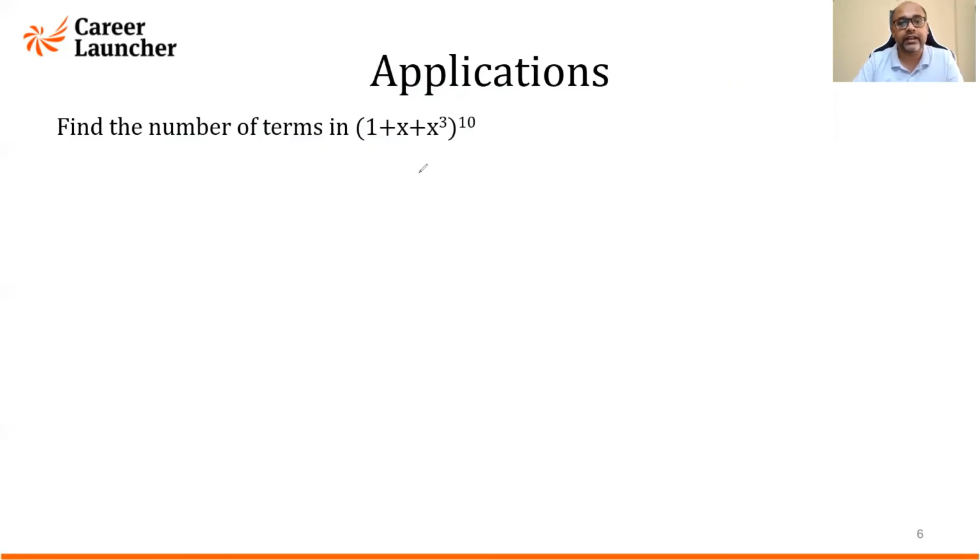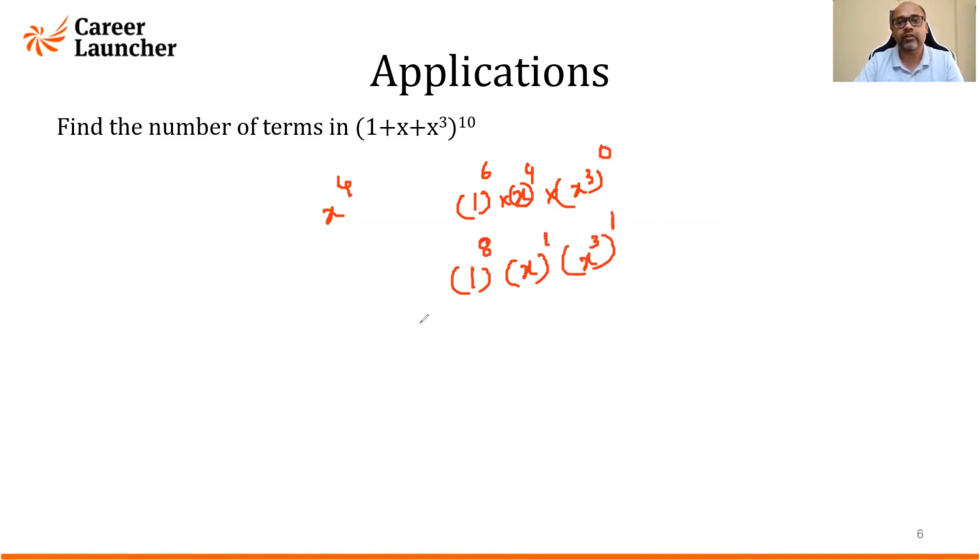Oh, by the way, one last thing. If you need to find any coefficient in this, let us say I ask you to find the coefficient of x power 4. Now, how do I get x power 4? Look at all the ways in which you can get x power 4. I can get x power 4 directly like this, with x cube power 0, which means this will become 6. Or you can get x power 4 as x power 1 and x cube whole to the power of 1, which means this will be 8.